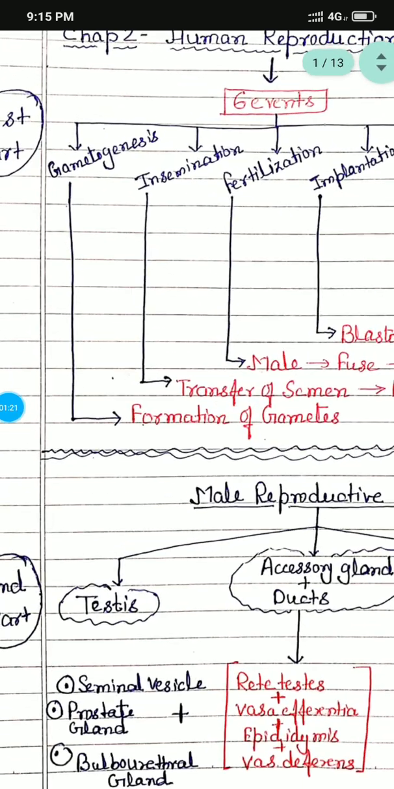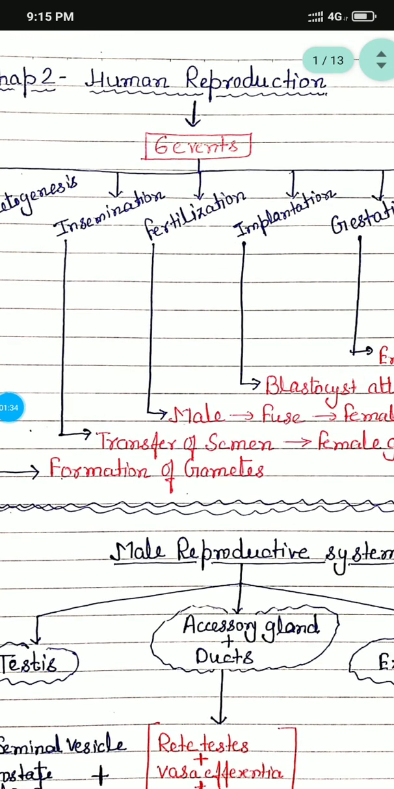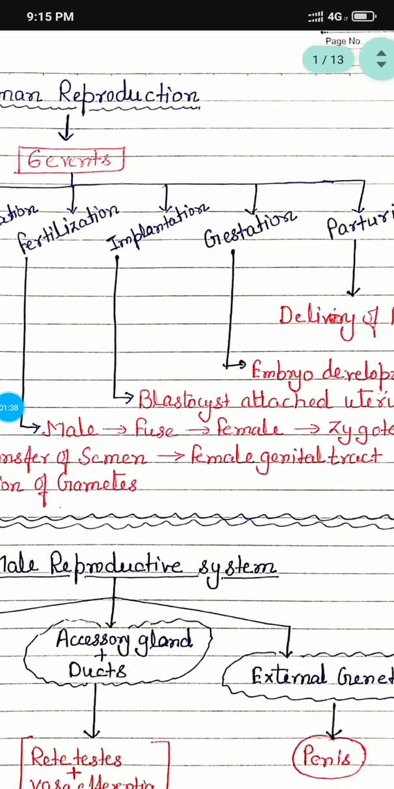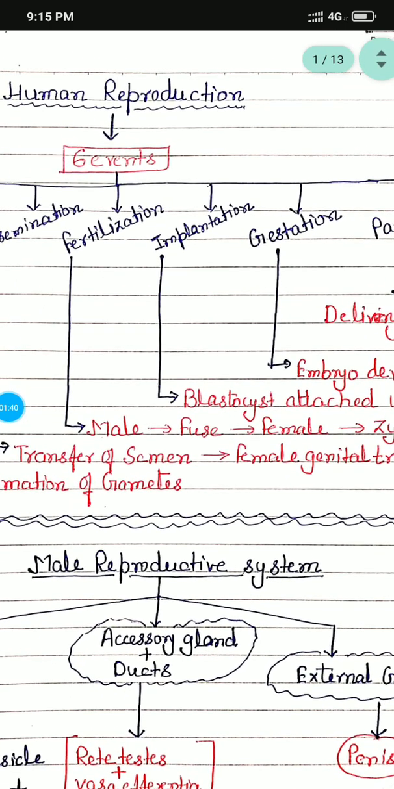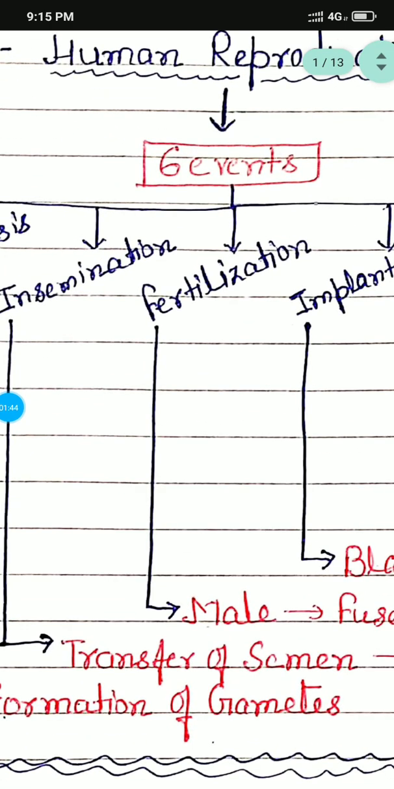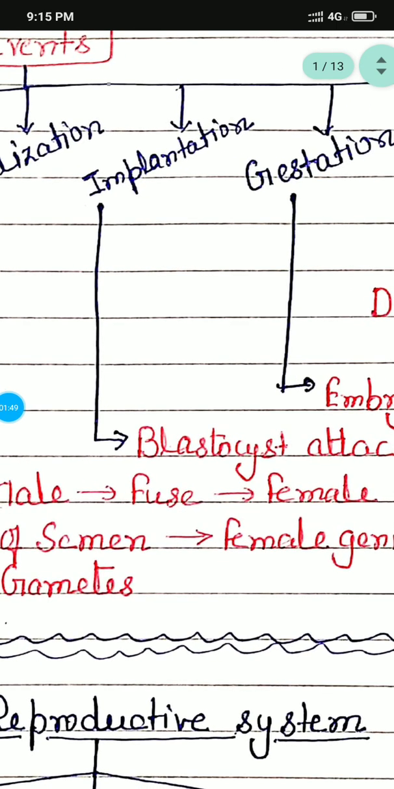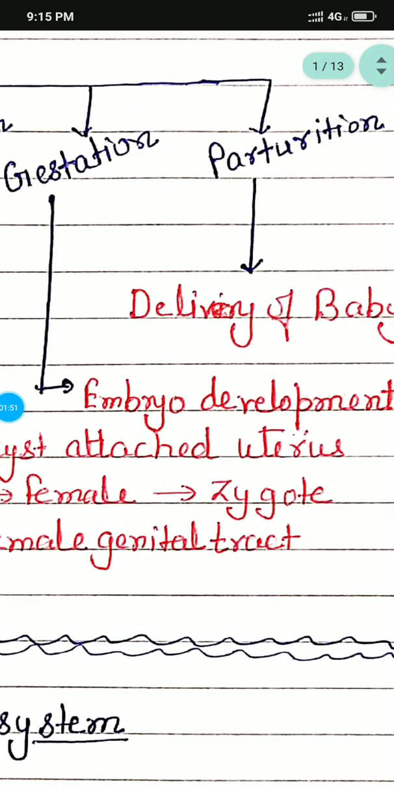The first event is gametogenesis. It means there are six events and these events also have some other criteria. So the first one is gametogenesis, formation of gametes. Number two is insemination, transfer of semen, in which the female genital tract is used. The third one is fertilization, where the male gametes fuse with the female gametes and form a zygote.